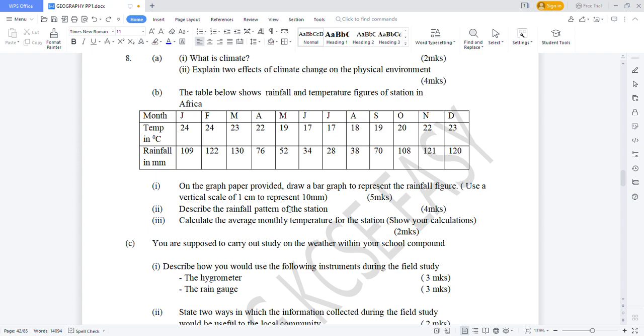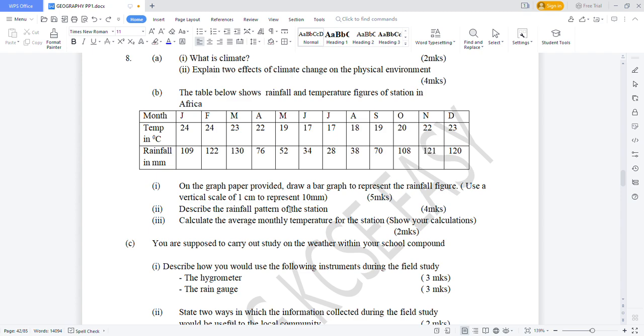Another one, ice will melt, leaving the mountain tops bare. Then we have soil erosion, leading to drying of vegetation. So those are the effects of climate change on the physical environment.